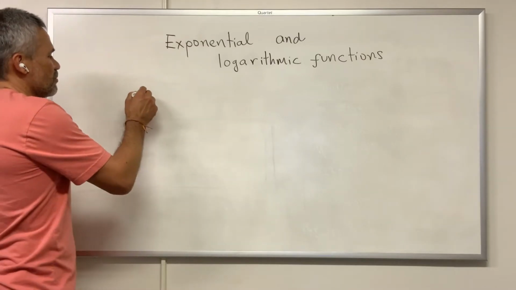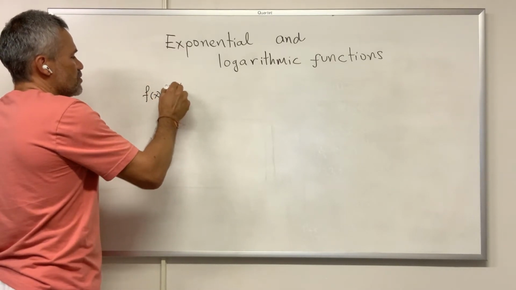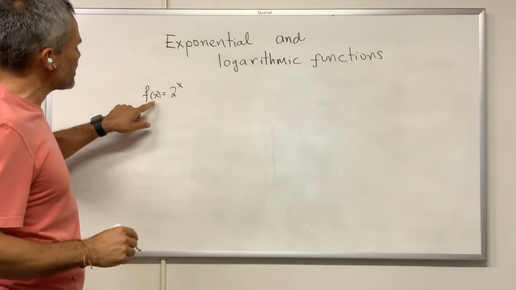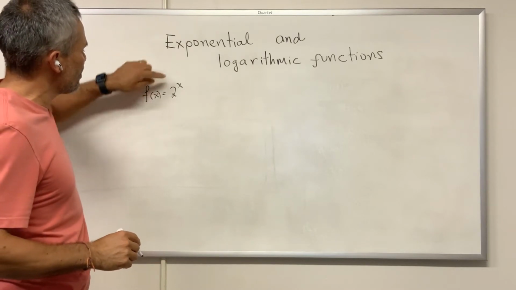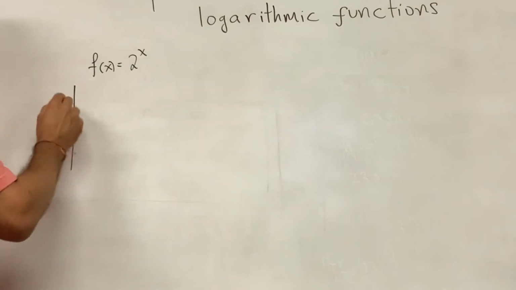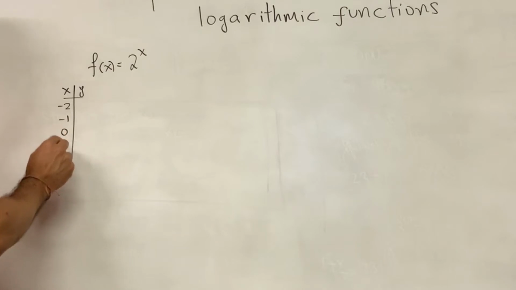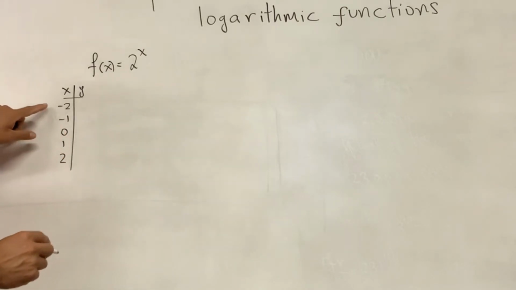Maybe the most basic exponential function is f of x equals 2 to the x. The reason it's called exponential is because the variable is an exponent. We can do a table to do the graph, x and y. Let's take negative 2, negative 1, 0, 1, and 2 as inputs.